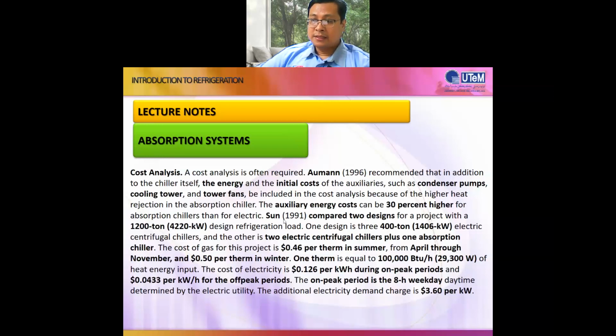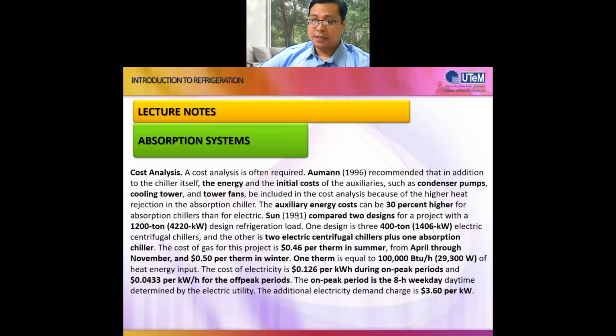Okay, another research. This one: the auxiliary energy cost can be 30% higher for the absorption chiller than for electric. Yeah, so we can take a note. Yeah, because this system will be absorbed. Yeah, 30% of energy.